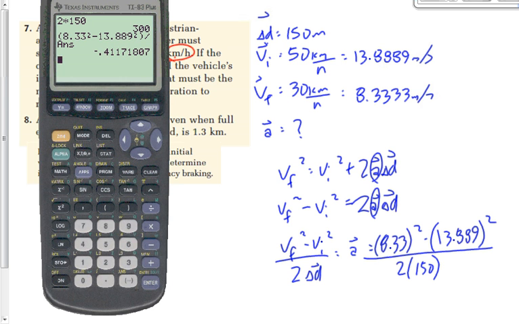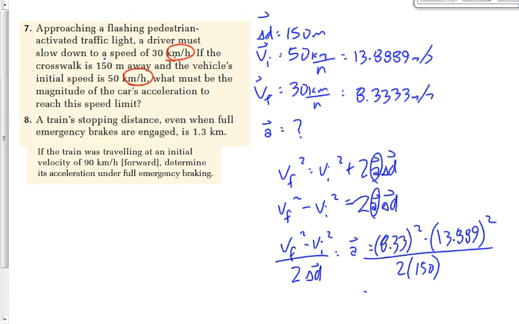We get a value of negative 0.41 meters per second squared. How many people got negative 0.41? Is the negative important there? Sure it is. Yeah, it's very important, right? What does the negative tell us in this case? Yeah, it's slowing down, it's decelerating. In other words, if it's moving to the right, then it's accelerating to the left. Movement to the right, acceleration to the left is telling us that it's slowing down. Okay, negative 0.41 meters per second squared.